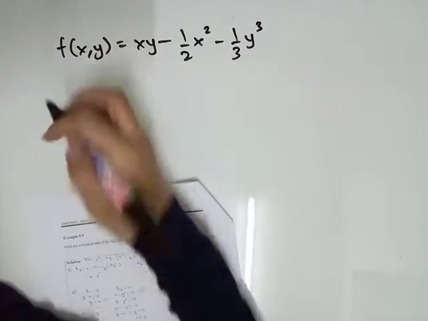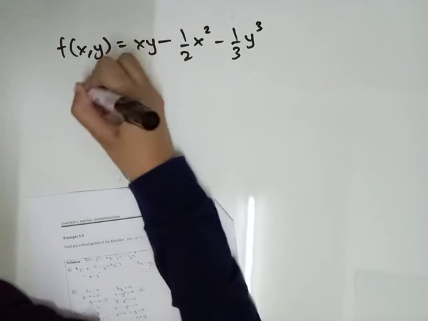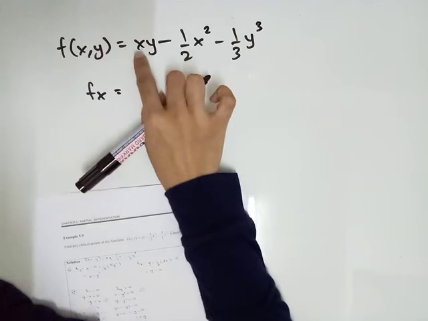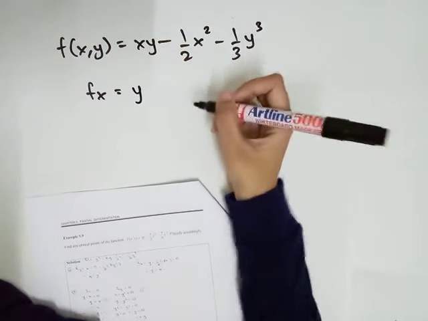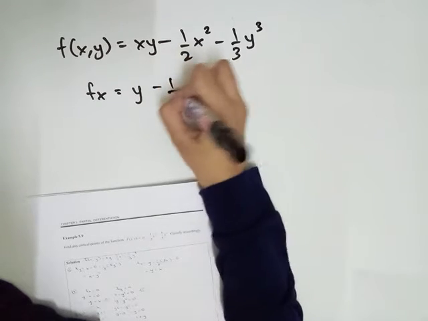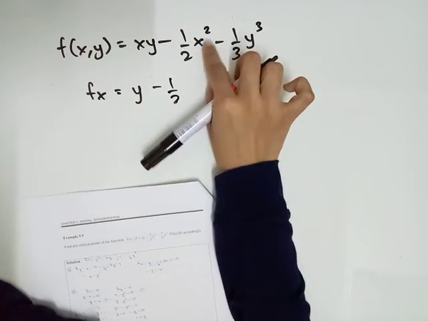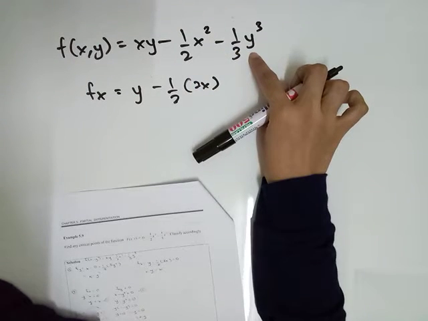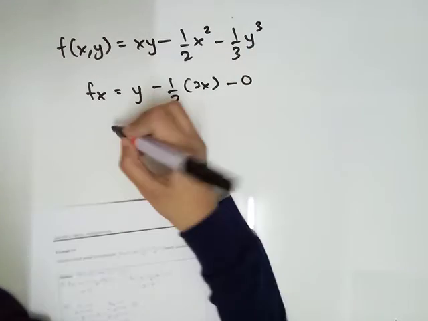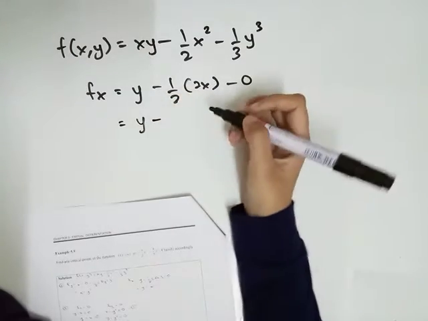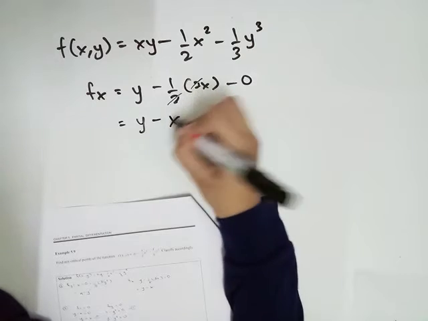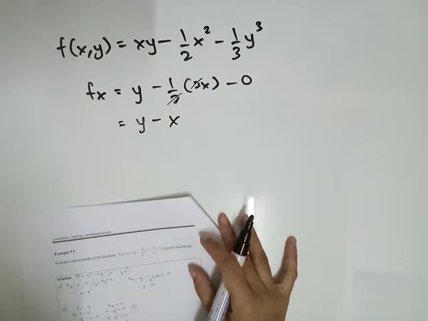The first step is we need to find the first derivative with respect to x. Differentiate x, we get 1, 1 times y, we get y. Negative 1 over 2 is a constant, so we keep it. Differentiate x square, we get 2x. This last term is a constant because it doesn't have variable x, so differentiating the constant we get 0. So y minus, we can cancel out, 2 divide 2 we get 1. So fx is y minus x.